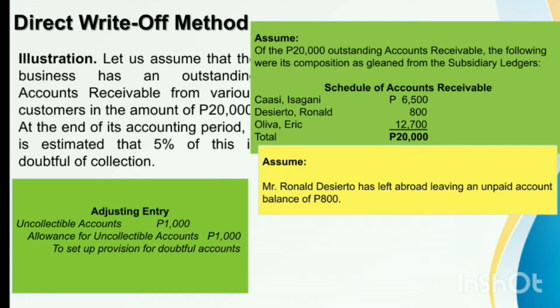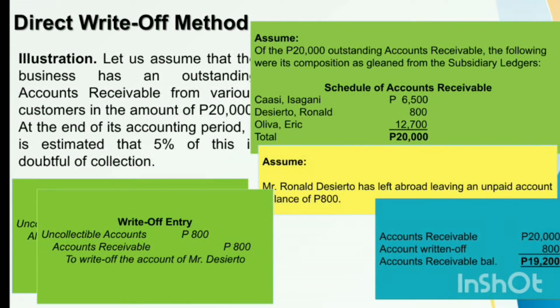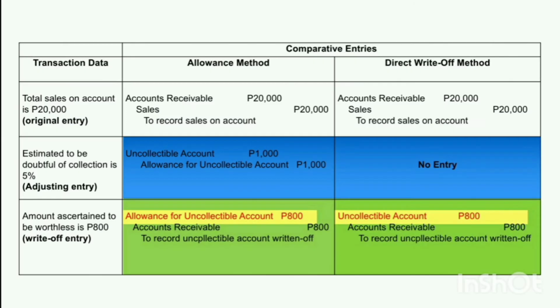So under the direct write-off method, we don't need this adjusting entry. What we are going to do is to directly prepare the write-off entry. Our write-off entry includes a debit entry to uncollectible accounts, 800 pesos, and then credit accounts receivable, 800 pesos. This is to write off the account of Mr. Desierto. After the write-off entry, the accounts receivable balance will be 19,200 pesos.